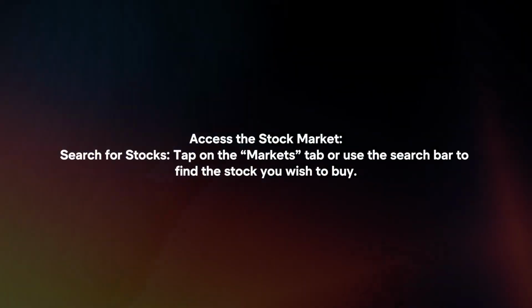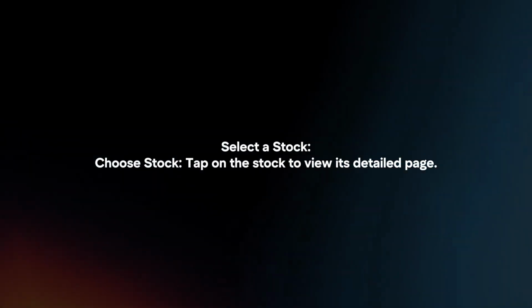Access the stock market. Search for stocks. Tap on the Markets tab or use the search bar to find the stock you wish to buy. Select a stock. Choose stock. Tap on the stock to view its detailed page.